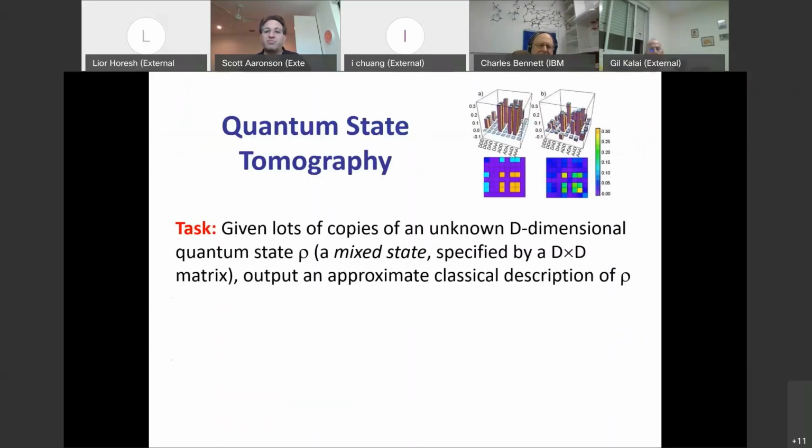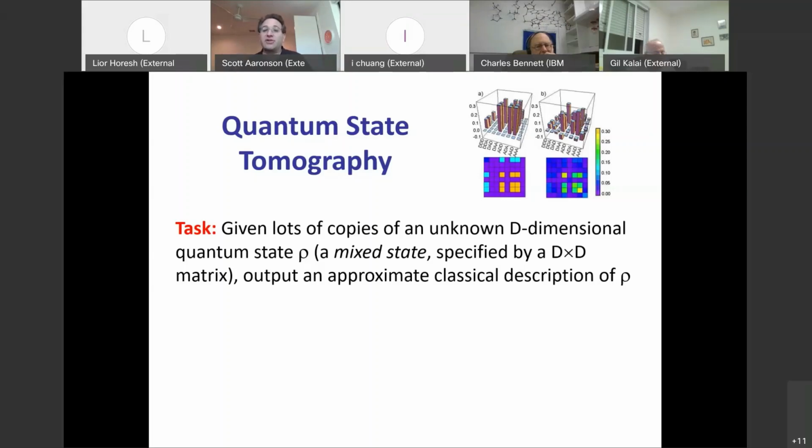Okay, so this brings us to one of the central tasks, or problems that you might have about a quantum state. This is the problem of quantum state tomography, which has been central in experimental quantum physics for many decades. The task is very simple. We have lots and lots of copies of some quantum state. Let's say that it's a d-dimensional state, so it could be a superposition over d different things.